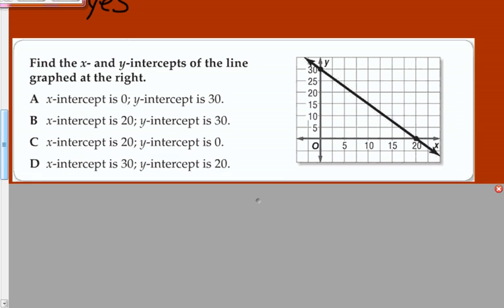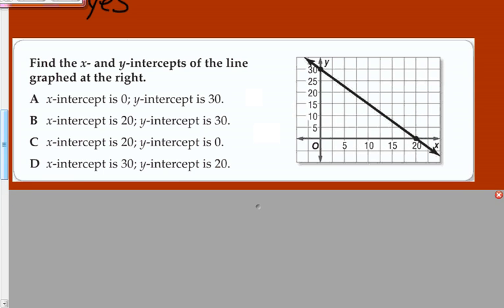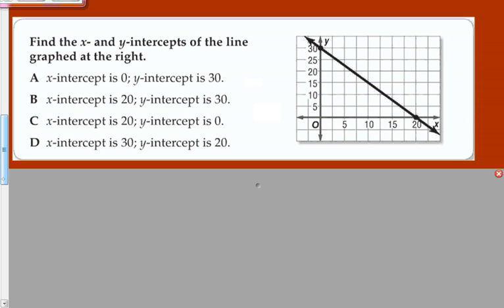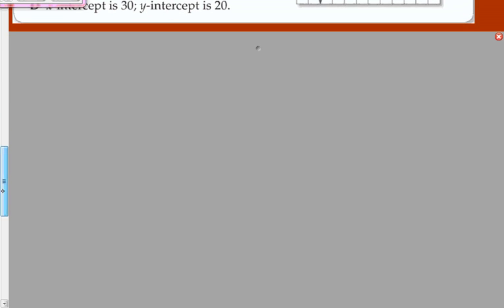Let's proceed now. Next thing you're going to learn how to do is use what's called the x and y intercepts. And these are pretty easy. It simply means where the line crosses the x-axis and where it crosses the y-axis. That's what x and y intercept mean. So when we look at this graph, the line crosses the x at 20, and it crosses the y at 30. So if we look at our choices here, we look for one that says the x-intercept is 20, and the y-intercept is 30. That's the answer. That's what an intercept means. We're going to learn how to figure that.